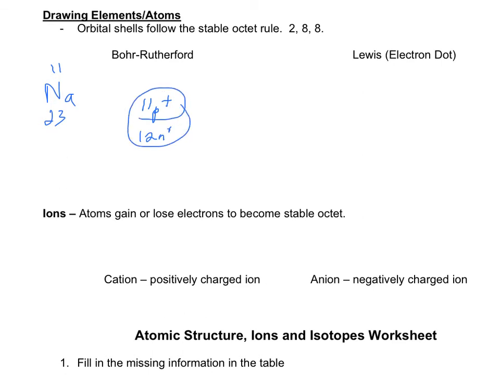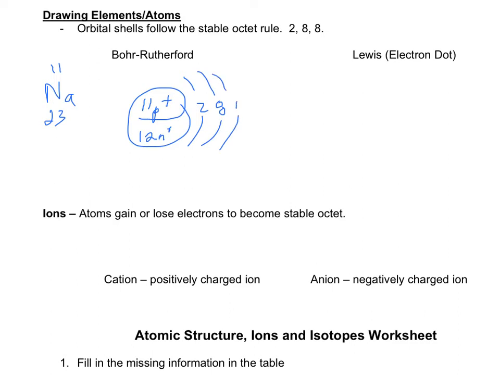And then we show the electrons orbiting the nucleus in shells. Now I have 11 electrons, 2 can fit in the first shell, 8 can fit in the next shell, and that leaves 1 in the other shell.